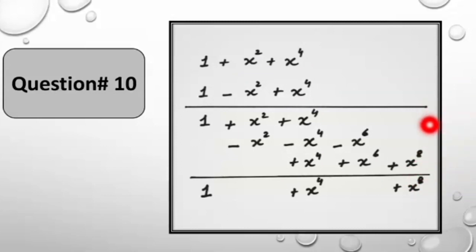Now add these three expressions. X raised to power 8, minus x raised to power 6 plus x raised to power 6 will be cancelled out. X raised to power 4 minus x raised to power 4 will also be cancelled out. So remaining term will be x raised to power 4. Similarly, plus x square minus x square will be cancelled out and then there will be 1. So this is the final answer of question number 10.